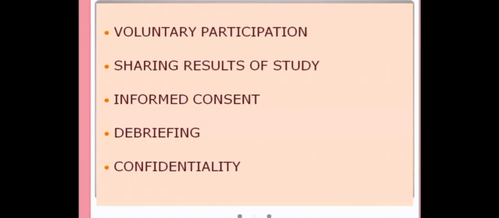While conducting research, some ethical principles must be kept in mind. The participation of people in the studies should be voluntary. Informed consent should be taken from the participants. There should be respect for their privacy, protection from any harm, and debriefing should be done. That means they must leave the study in the same state as they arrived.